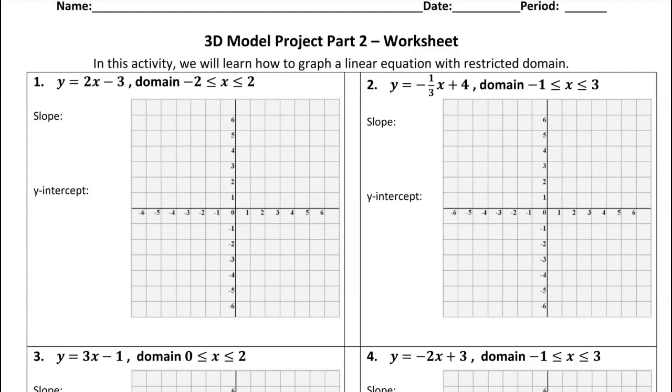In this activity we will learn how to graph a linear equation, which most of us already know how to do. The new thing is the restriction on the domain. I'm looking at problem 1, y equals 2x minus 3. That is regular to us, we know how to do that. The different thing is the domain, from -2 less than or equal to x less than or equal to 2. It's nothing different from what we already did. I'm going to show you just a tiny change at the end.